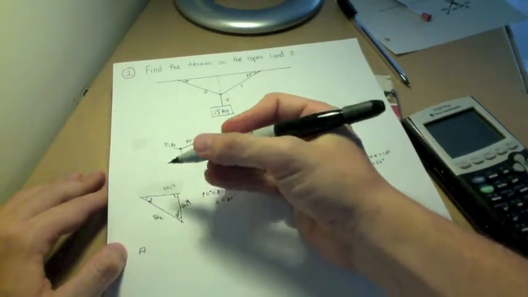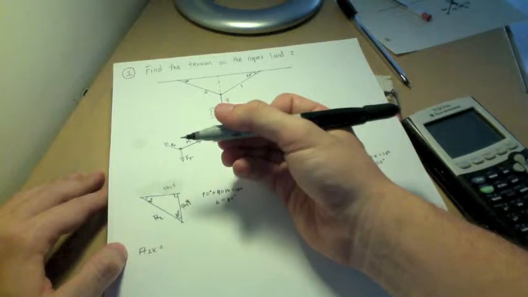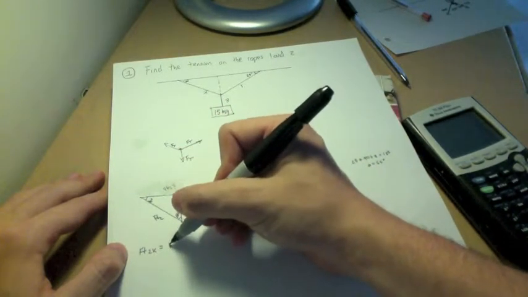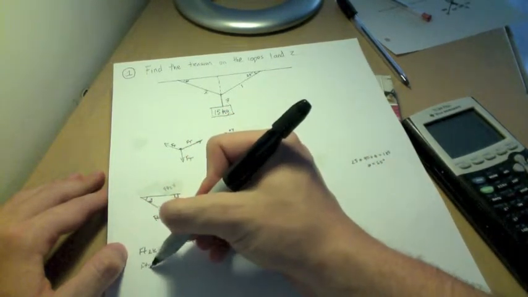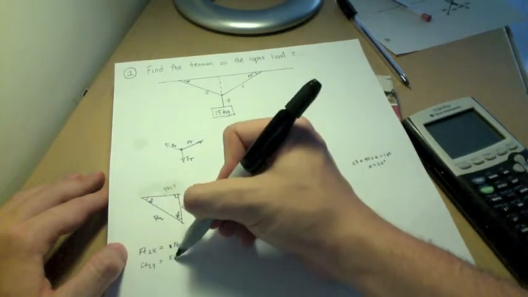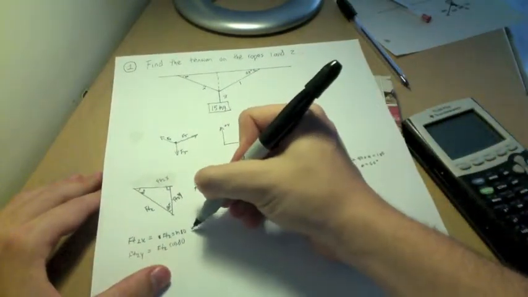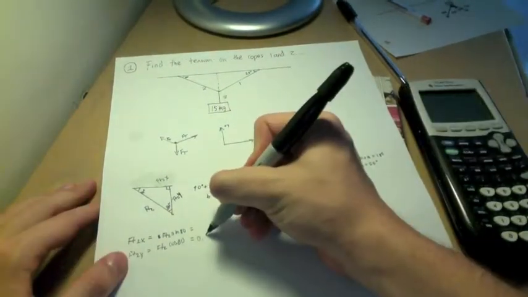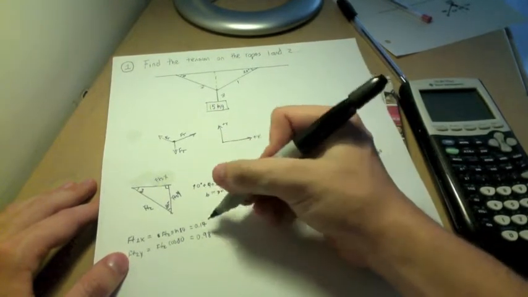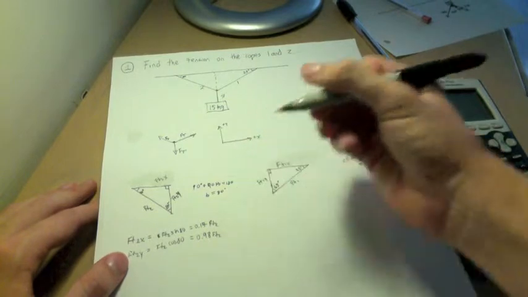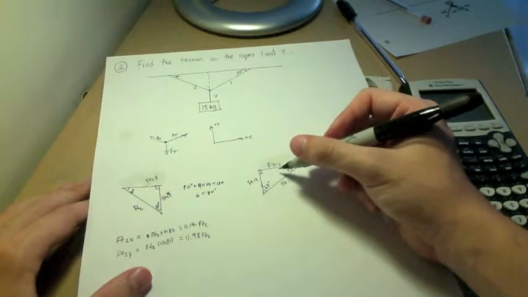So we see that FT2x is equal to FT2 sine of 80, while FT2y is equal to FT2 cosine of 80. We know that cosine of 80 is equal to 0.17 and sine of 80 is equal to 0.98. So we put FT2 to simplify our values. And we do the same thing with the other triangle.